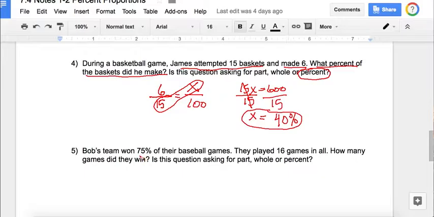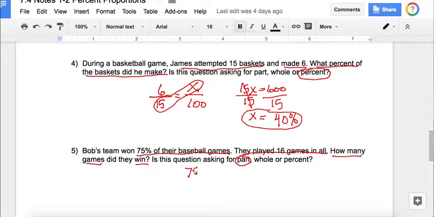Okay, number 5. Bob's team won 75% of their baseball games. They played 16 games in all. How many games did they win? So I want to know how many games they won. So is this question asking for part, whole, or percent? Now think about it. We know that they played 16 games and we know they won 75%. So how many games they won, is that part, whole, or percent, do you think? Yeah, how many they won is the part.